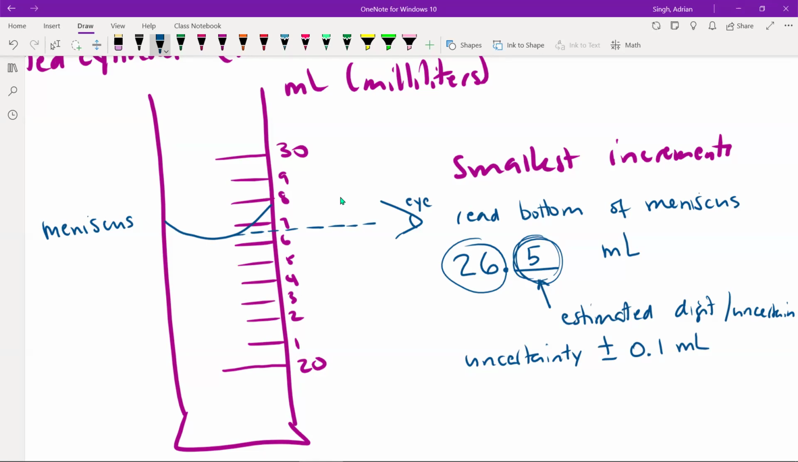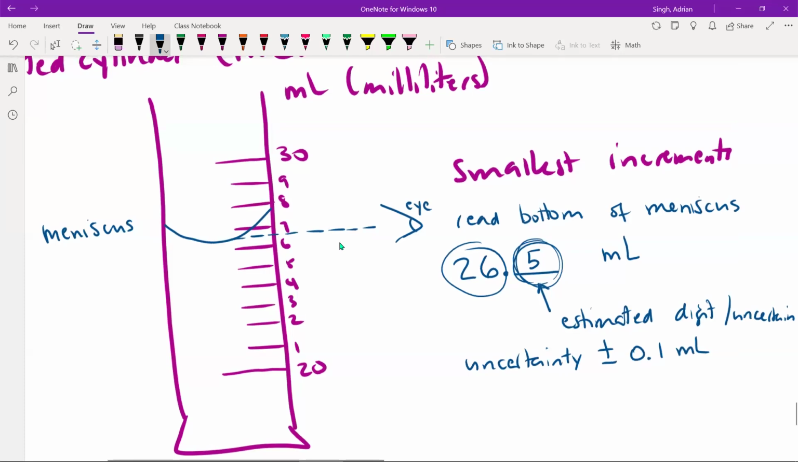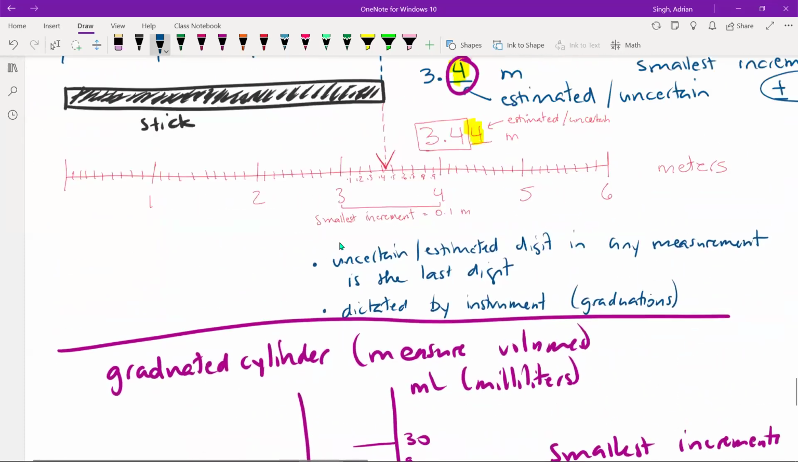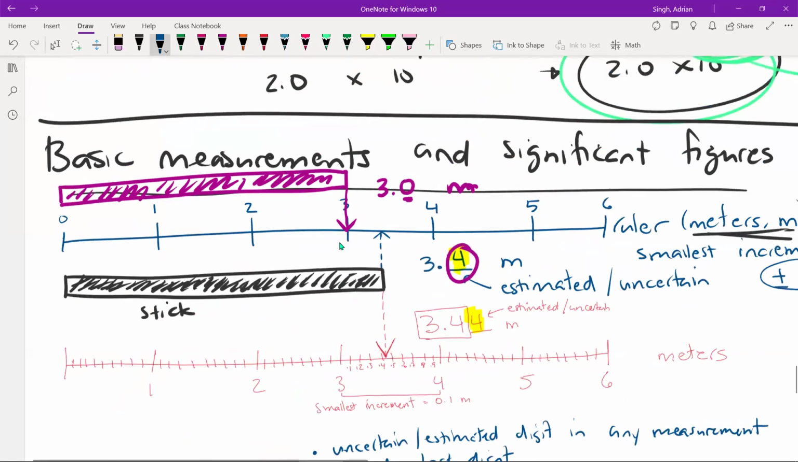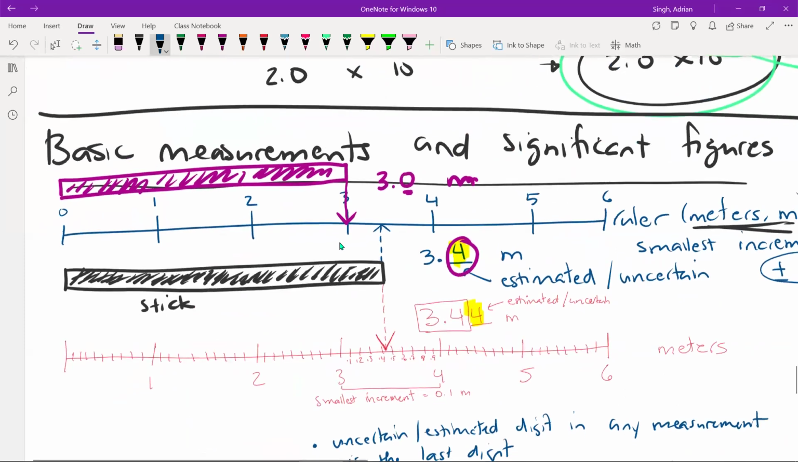Okay, this is the general way that you want to approach making measurements, whether it's making volume measurements, making length measurements, or any other type of measurement. It all is dictated by the instrument that you are using.